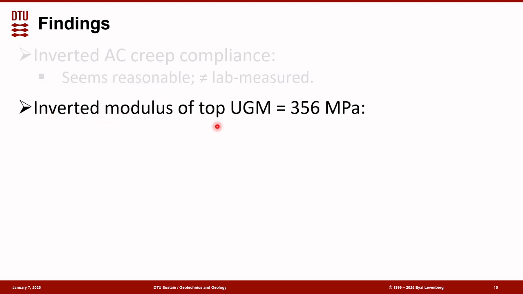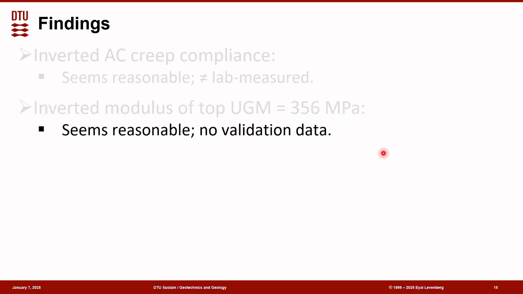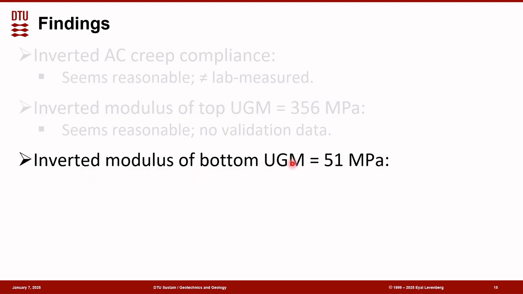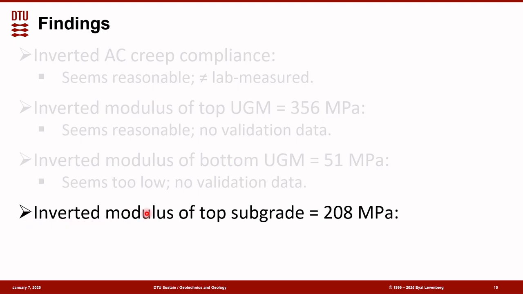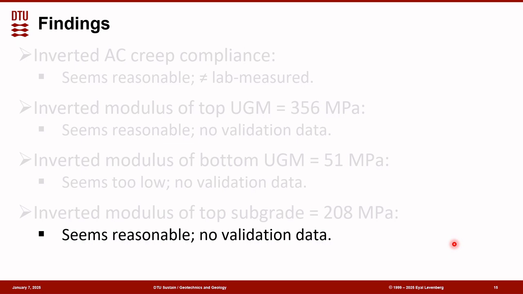In terms of the inverted modulus of the top part of the unbound granular material, which was 356 megapascal, this seems reasonable to us, but we don't have any validation data or independent measurement of this modulus. The inverted modulus of the bottom part of the unbound granular material was 51. It seems to us to be too low, but again, we don't have any validation data for that. And the inverted modulus for the top of the subgrade, which was 208 megapascals, seems reasonable. Again, we don't have any independent validation for this number.